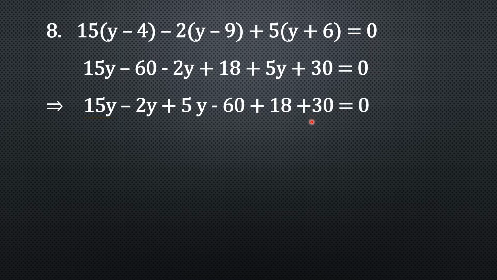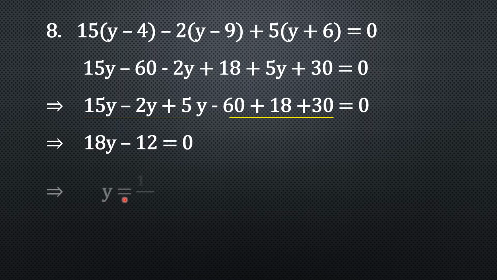So now we will solve these variables together and these numbers together. So we have 15 minus 2 is 13y, 13 plus 5 is 18y, minus this, 18 plus 30 gives us 48, and minus 60 plus 48 is minus 12, equals 0. So we have y equals 12 by 18. On cancelling by 6 we get y equals 2 by 3.